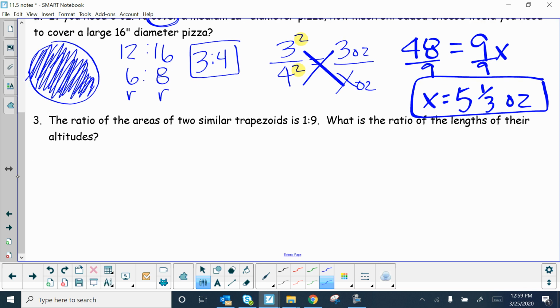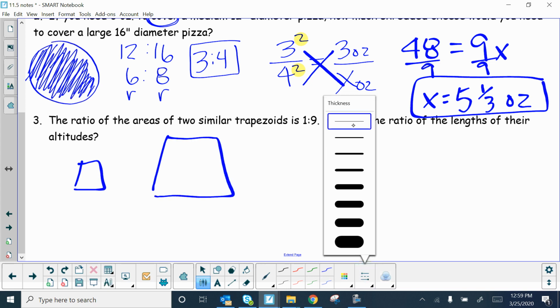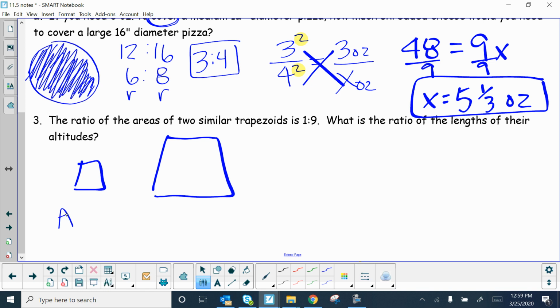Okay, let's go to the last one. It says the ratio of the areas of two similar trapezoids is 1 to 9. So you have a small trapezoid and you have a big trapezoid. Okay, and the area of this small one is some small number, and the area of this large one is a larger number, okay? But we're going to say that it's 1 to 9, okay? That's because that's what it reduces to. Okay, so the area of the small one is like 1, and the area of the large one is like 9. So it's asking what would the ratio of their altitudes be?